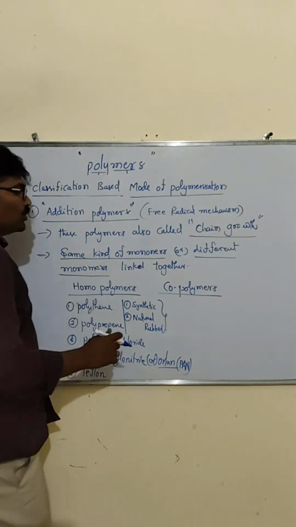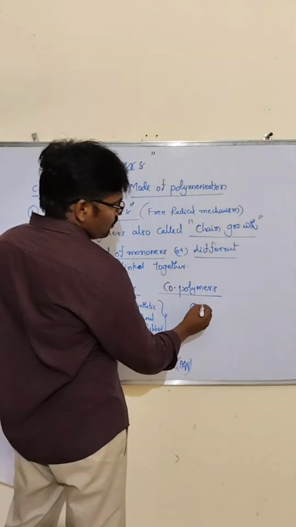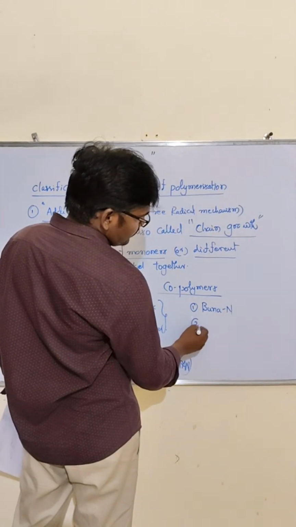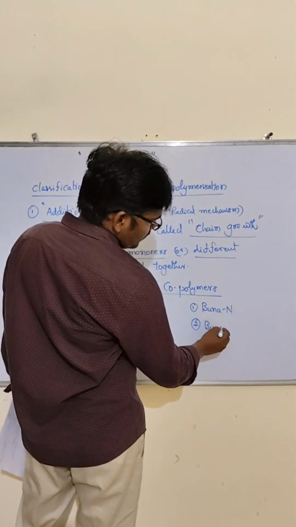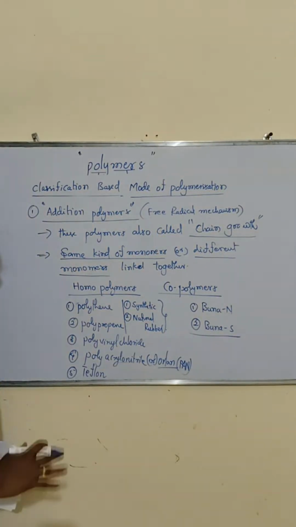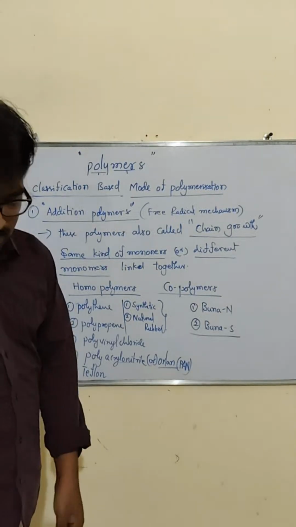Next one, copolymers. Among addition polymers there are only two copolymers. What are those? Buna N and Buna S. These two are copolymers. All these polymers I will discuss one by one.